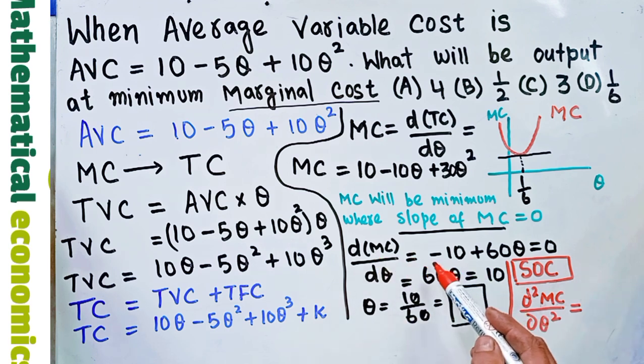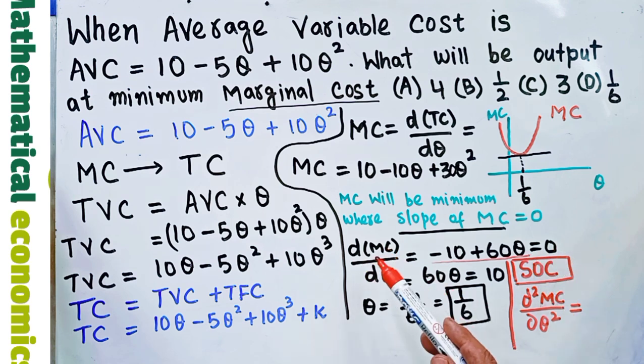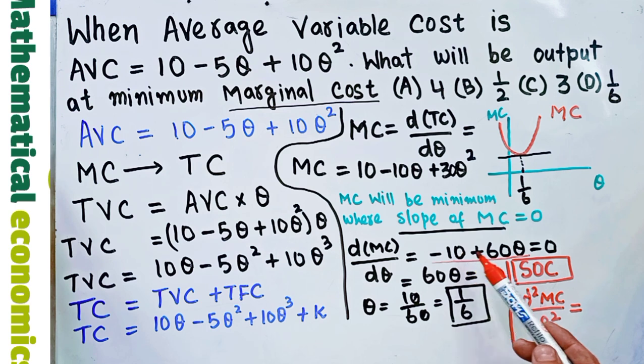Since this is the first derivative of the marginal cost function, the derivative of this function again gives the second derivative. Derivative of a constant is 0, derivative of Q will be 1, so we are left with 60. Since 60 is greater than 0, we say that the second order condition is satisfied for minimum. So the output level where marginal cost is minimum will be 1 upon 6.